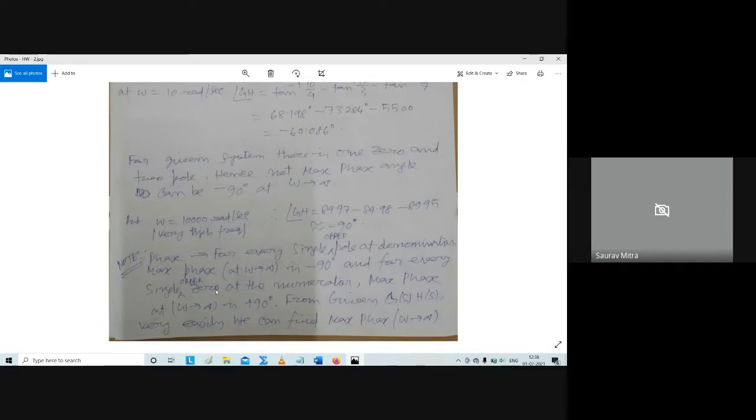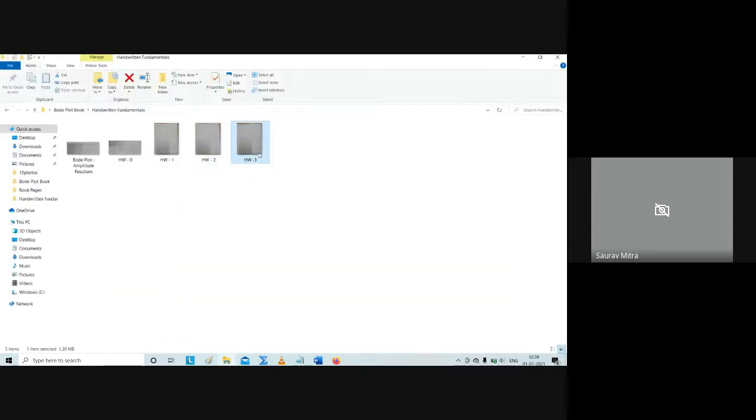For every single ordered zero at the numerator, the maximum phase as omega tends to infinity is plus 90. So from the given G(s)H(s), we can very easily find out that the max phase for omega tends to infinity will be plus 90 at the numerator and two minus 90s at the denominator. That means as omega tends to infinity, the net phase will be minus 90. So this is something I also wanted to tell you. Now I'm going to launch the next page.